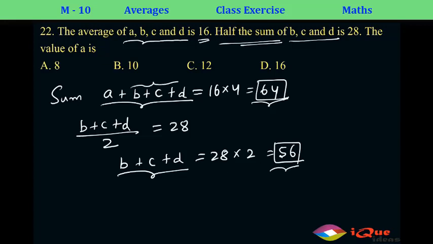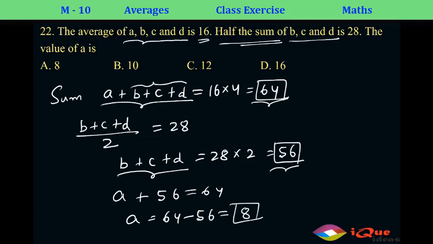Sum of ABCD is 64 and BCD is 56. So just in place of BCD, if you put 56, it gives you A plus 56 is equal to 64. Or directly A equals 64 minus 56. Now 64 minus 56 is 8. So the answer of this question is first option, that is 8. A simple question. Now let's go to the next one.